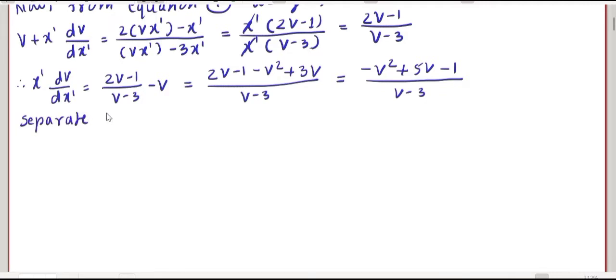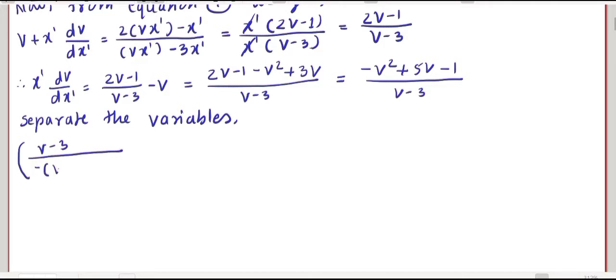Separate the variables. We get (v minus 3) divided by, taking minus 1 common from v square, so in the bracket we get v square minus 5v plus 1, dv is equal to dx' by x'.